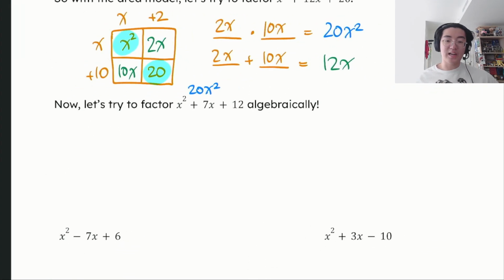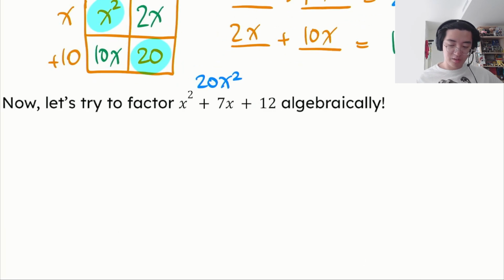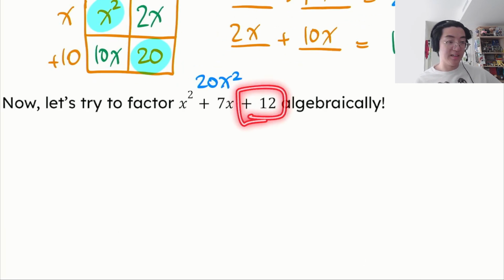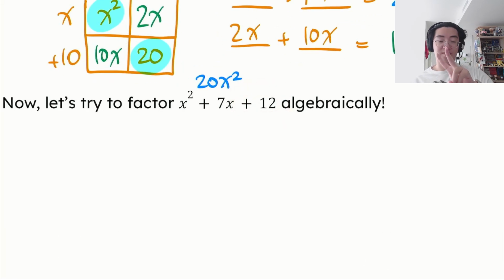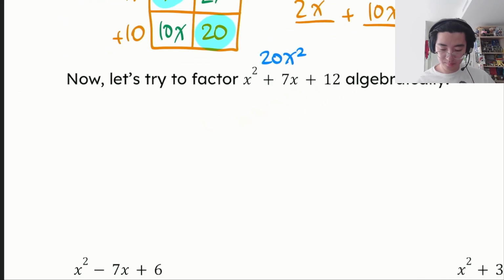And of course, we actually don't need the area model if you don't want to. All we need to know is we look at this last number here. Right? What are two factors that multiply to 12 but add up to 7? That's pretty much what we're asking.